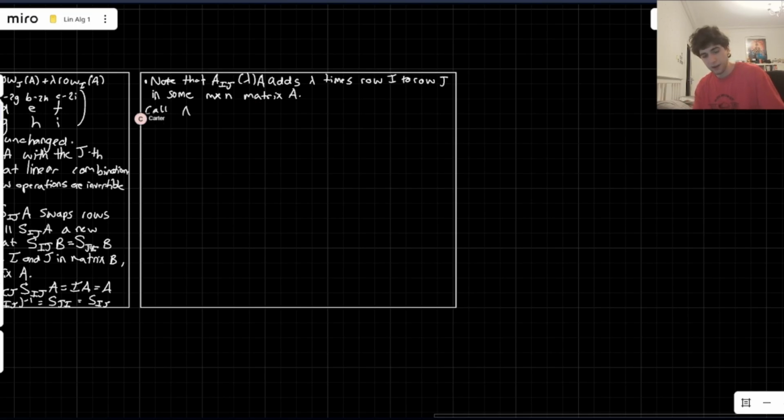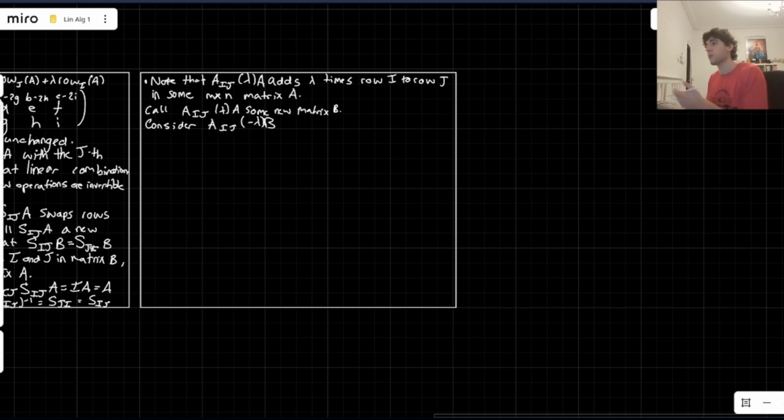So now let's call A_ij of lambda multiplied by A some new matrix B, right? And then we can consider A_ij of minus lambda multiplied by B. What is this doing? Well, it's effectively subtracting lambda times row i from row j. We just added lambda times row i to row j, and now we're subtracting it. So we're just giving ourselves the same thing, right?